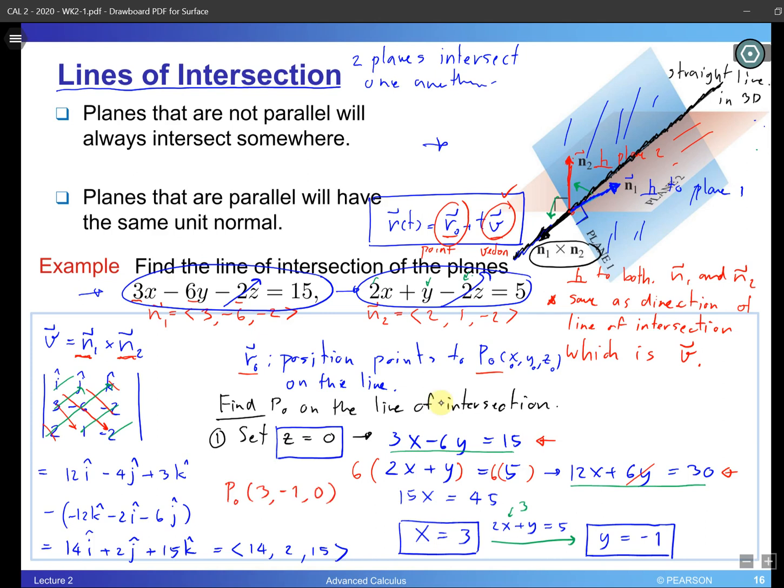And since we need this vector r0, we need to change this P0 into a position vector. We have done this before. All we need to do is find the vector that starts from the origin and ends at P0, so terminal minus initial. Terminal is 3, minus initial 0. Minus 1 for the terminal, minus 0 for the origin, and same for the last one. So there you go, we have this vector r0. I'm going to need more space here, so let me erase this part.